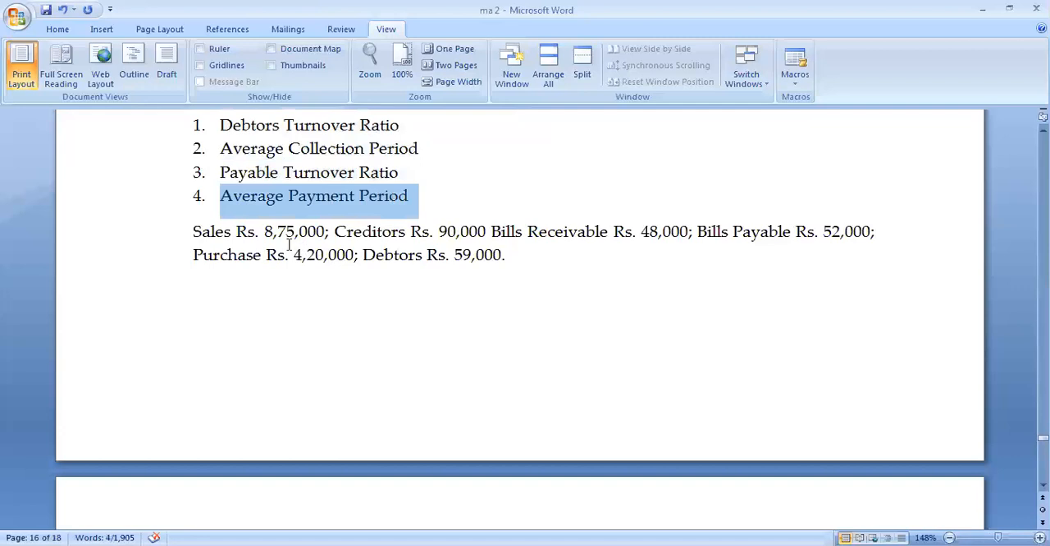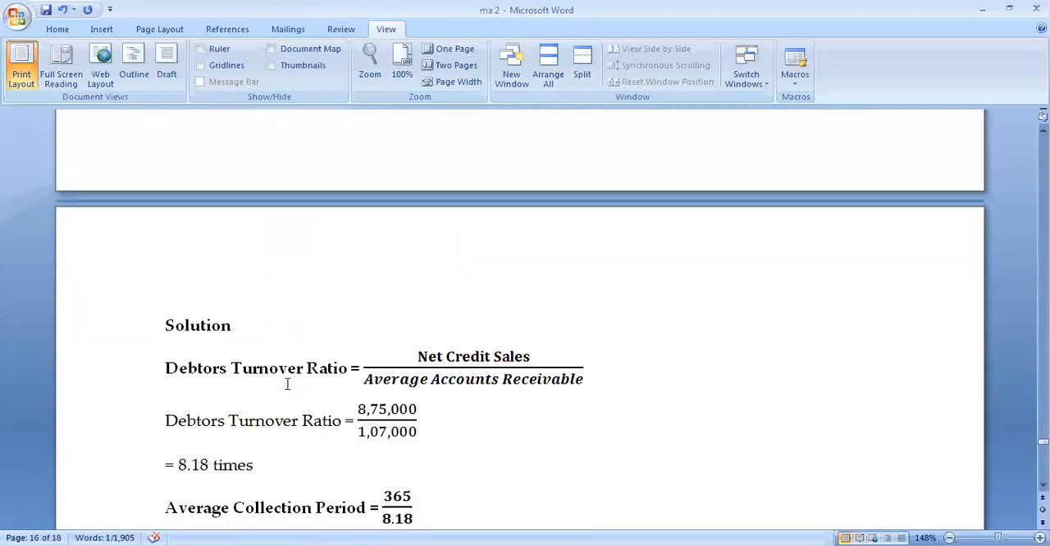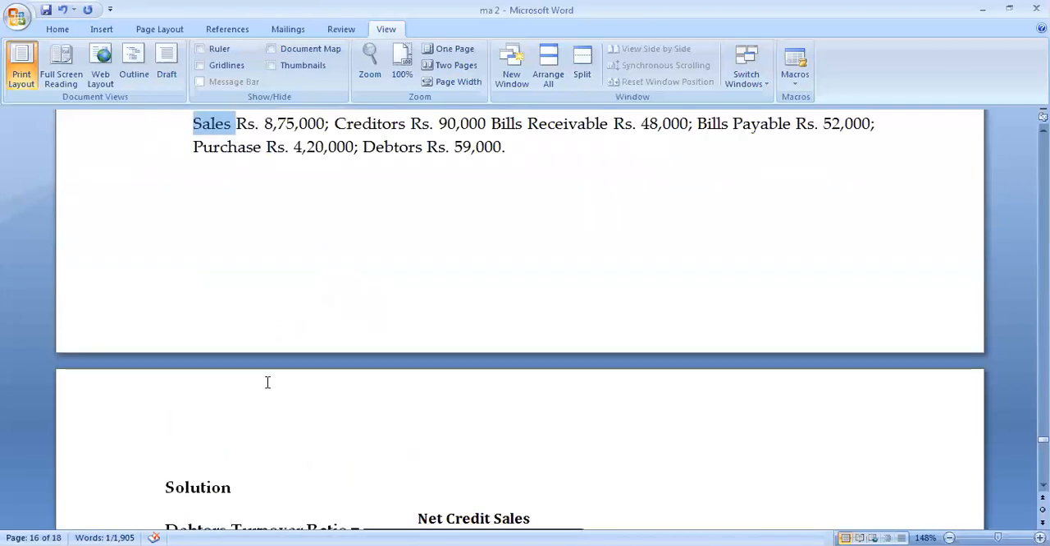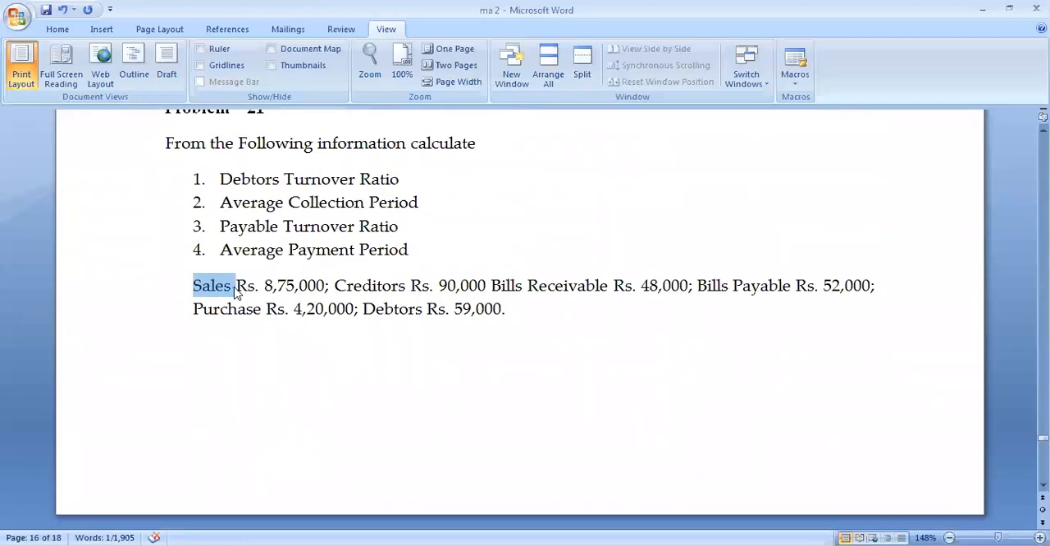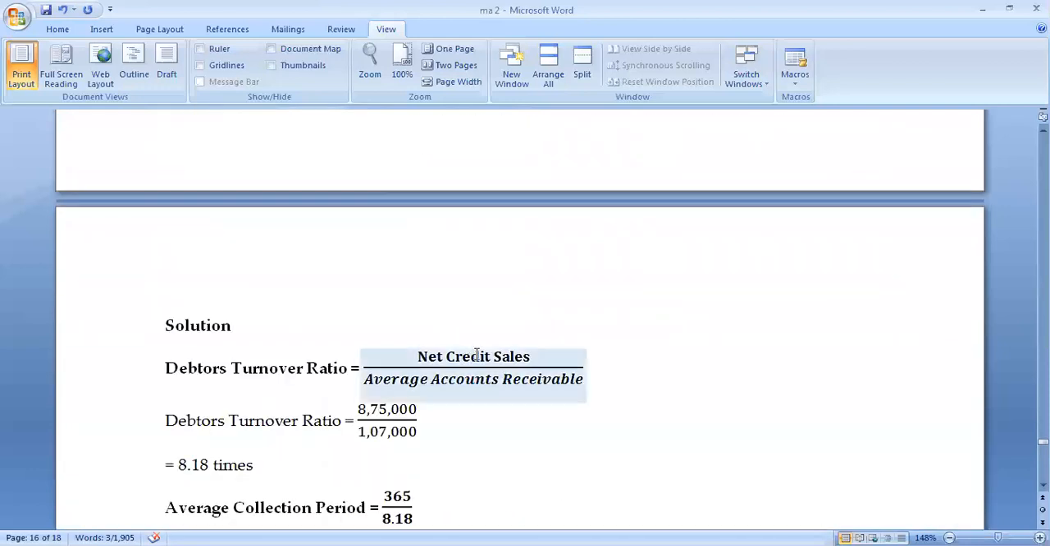Okay, and the value that you get will be divided by the number of days. Here see the information. Sales rupees 8,75,000 is given, creditors 90,000. Remember there is only a sales information here. Bills receivable rupees 48,000, bills payable 52,000, purchases 4,20,000, debtors is given as 59,000. So what do we need? Debtors turnover ratio. They have not specified what these sales are. Whenever there is no information of cash sales or credit sales, consider the whole amount as credit sale.